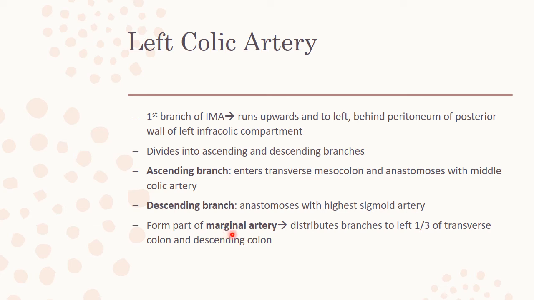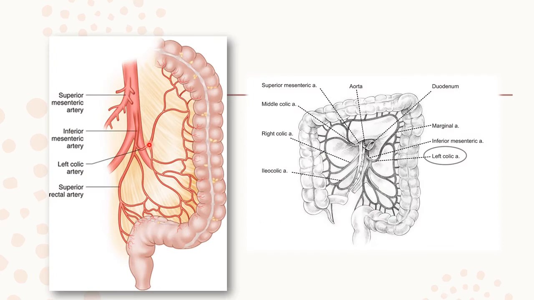The left colic artery forms a part of the marginal artery and it distributes branches to the left one third of the transverse colon as well as the descending colon and the left colic flexure. Over here you can see the left colic artery, it gives off this ascending branch. This ascending branch is going to supply the descending colon, the left colic flexure and the left one third of the transverse colon. It also gives off this descending branch, which will anastomose with the highest of the sigmoidal arteries.